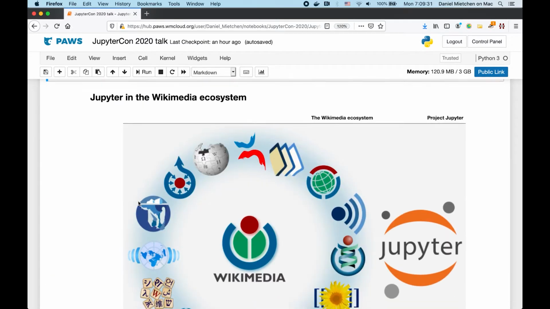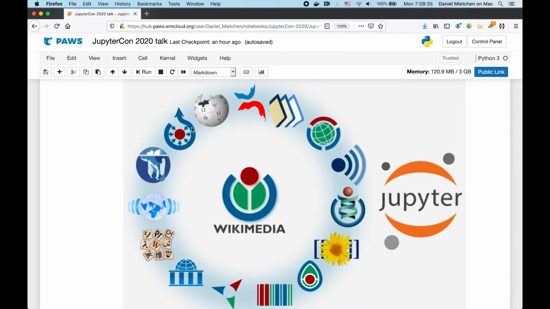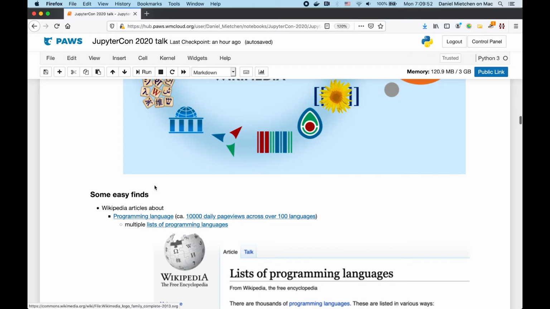So, Jupyter in the Wikimedia ecosystem. The Wikimedia ecosystem is the ecosystem around Wikipedia and its sister sites, roughly organized by information channels. So you have the encyclopedia, you have the media repository, you have the database, and so on, similar to how Jupyter is organized around the different languages. And then there are communities that interact across all of those.